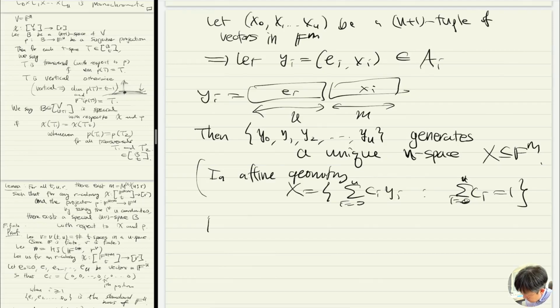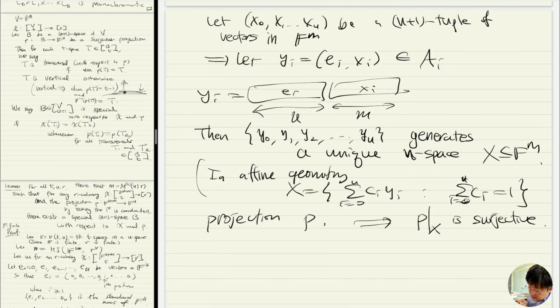Now remember we had this projection P. Then let's look at the projection restricted to X. And this is still surjective, right? Because it automatically contains E0, E1, E2 up to EU. So this is a surjective mapping.